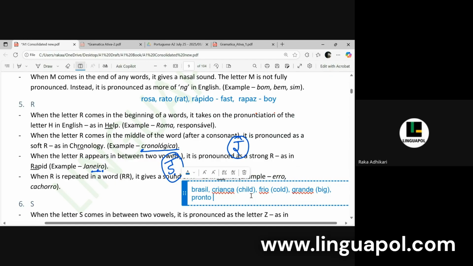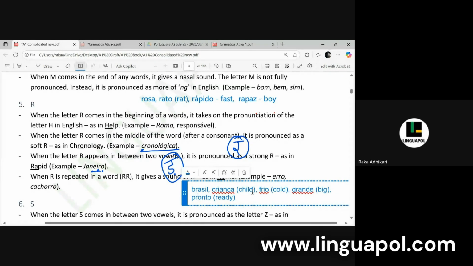Pronto. Pronto means ready. We will use this word in class a lot of times. When, for example, I give you some assignments of 5-10 minutes and I want to ask you, are you ready to speak? I'll ask you, pronto, ready, pronto. So that is pronto. This is also pr, not pr. Okay? Pr. So it's a soft sound.